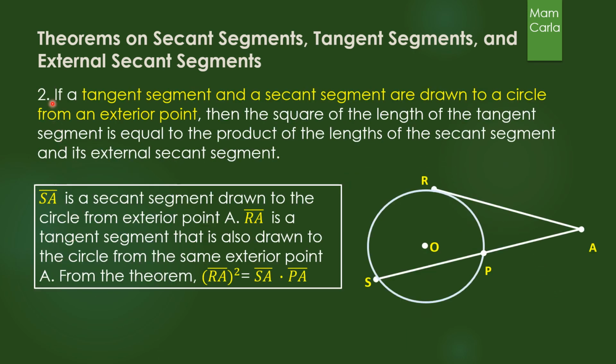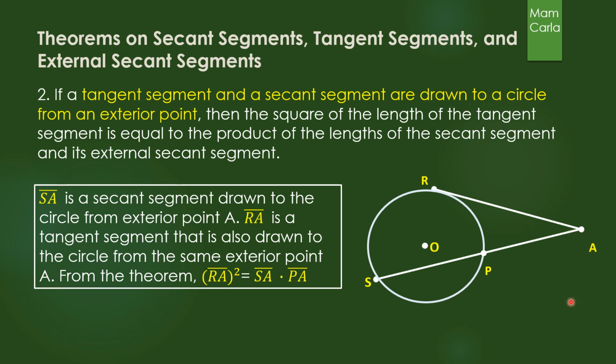Now let us have our theorem number 2. If a tangent segment and a secant segment are drawn to a circle from an exterior point, then the square of the length of the tangent segment is equal to the product of the lengths of the secant segment and its external secant segment. In this figure, line segment SA is a secant segment drawn to the circle from an exterior point, and line segment RA is a tangent segment also drawn to the circle from the same exterior point, which is point A.